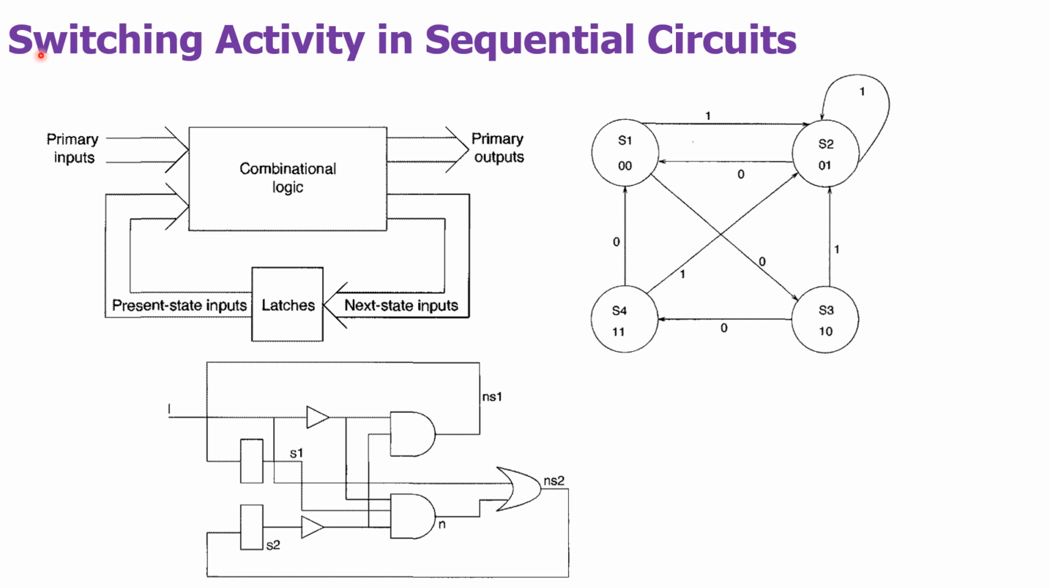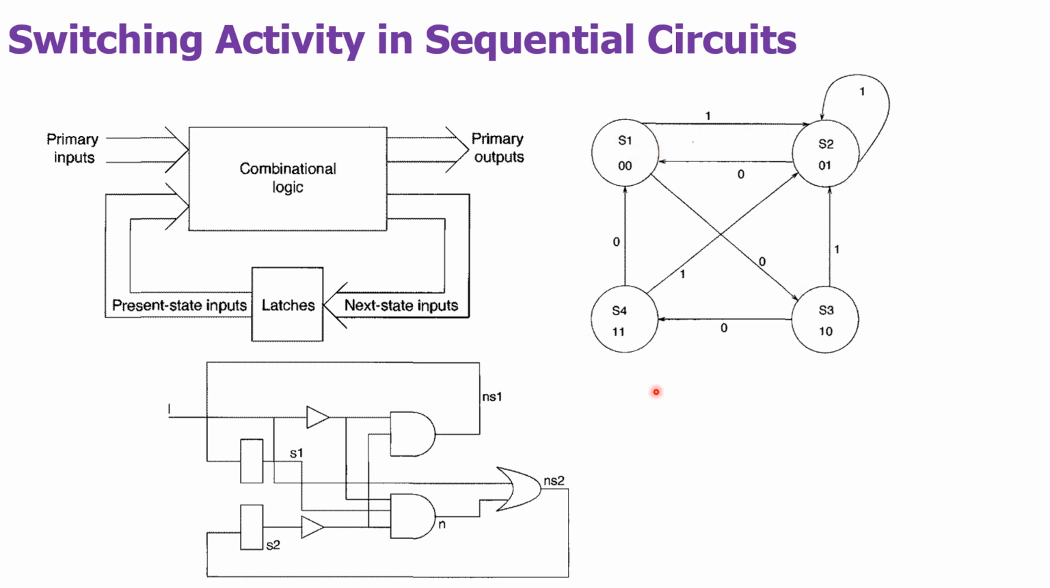The next one: we have to estimate the switching activity of power in sequential circuits. Consider the sequential circuit. This is the combinational part. It has a present input and a present output, that is the primary output. It goes to the next state input. This is the present state input through the registers, latches. Now here one state diagram is given. It has 4 states: state 1, 2, 3, 4. Then the input is also specified. So this input defines which state goes to another state.